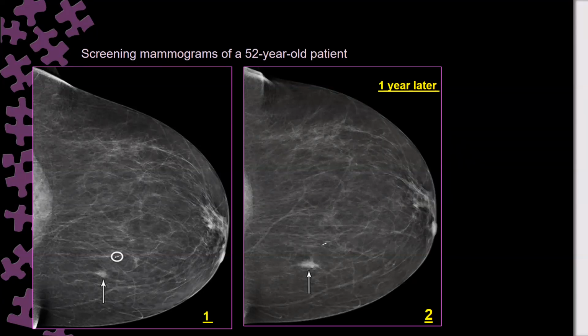There is a small hyperdense area at the inner medial part of the left breast, which increased in size after 1 year of follow-up. Yes. This lesion, so we call it what? Developing asymmetry. There is asymmetry.